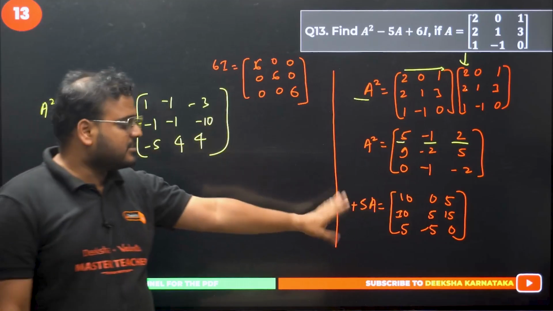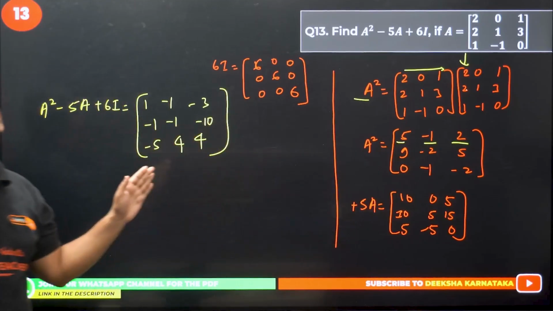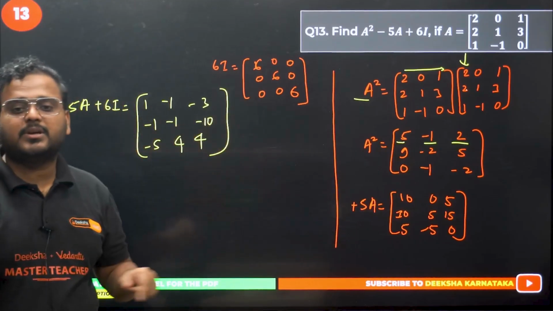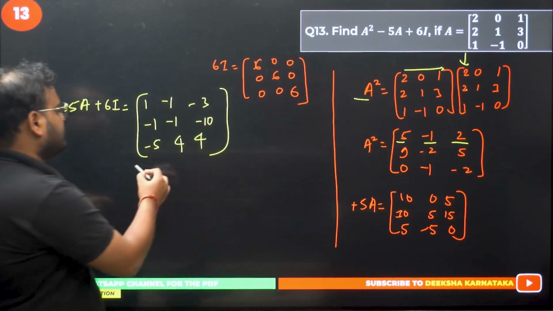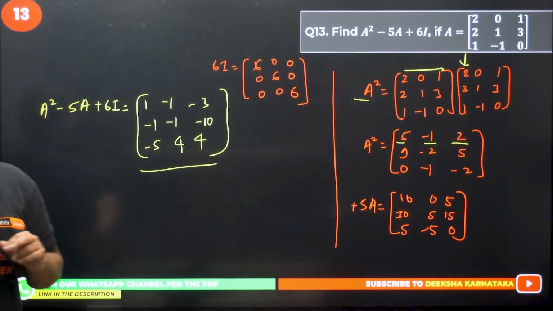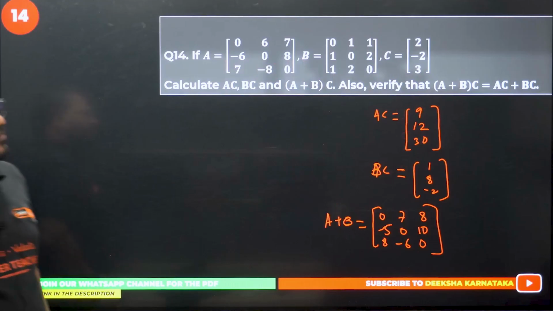A square you find first, 5A, 6I. Subtract the 5A from here and add 6I to it. You get the answer as this matrix, 3 cross 3 order. Okay. Moving on to question number 14 now.